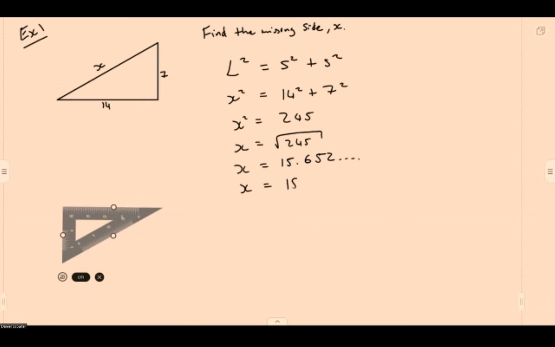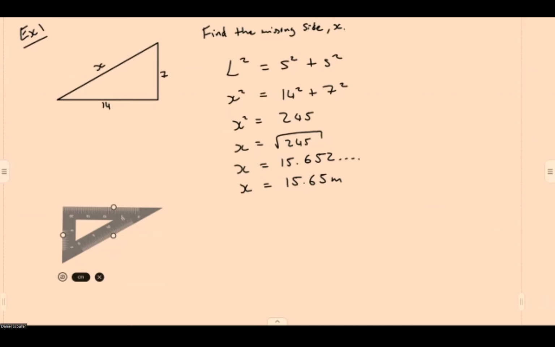Two decimal places unless it says otherwise. Wait, how come you've not got 245 plus 49? 14 squared plus 7 squared is 245. Or is that it in total? Aye. Sorry. Aye, 14 squared is 196. All right, so that's how we use that.